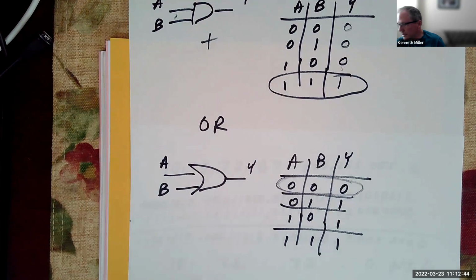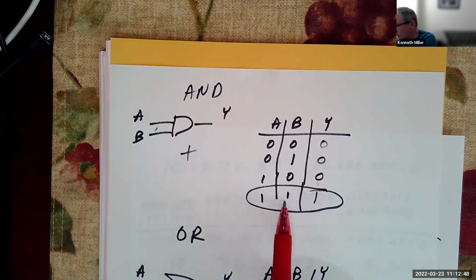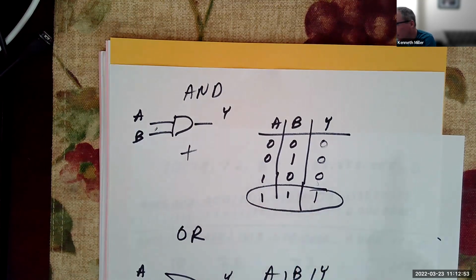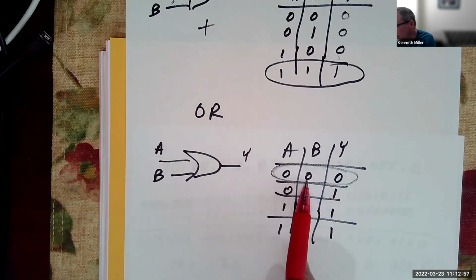So it's the opposite of the AND gate, right? The AND gate is only true when both inputs are high or ones. That's the only time we get an output of 1. The OR gate, we always get a 1 unless both inputs are low.